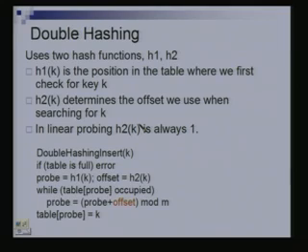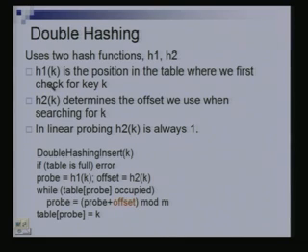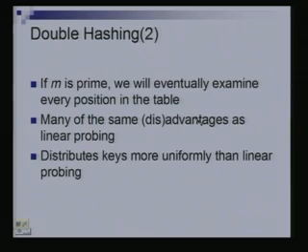If you look at linear probing, your offset was always 1. You were always just going to the next location, so that corresponds to an offset of 1. If instead of going to the next location I always jumped two locations, then the offset would have been 2, and so on. In this case the offset is determined by the hash function h2, so this offset could be different for different keys. We will soon see an example of how double hashing works.